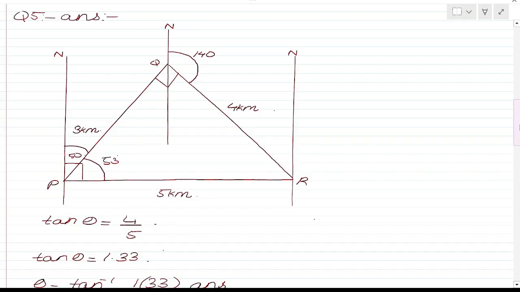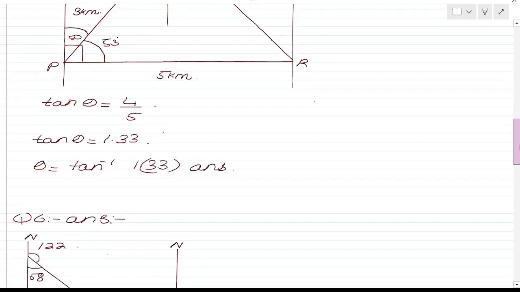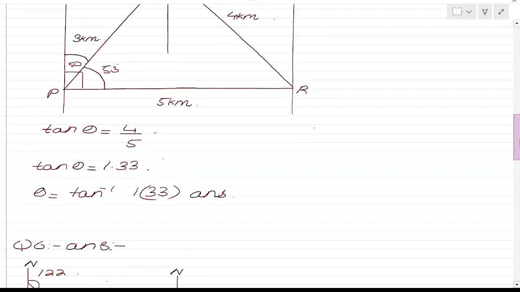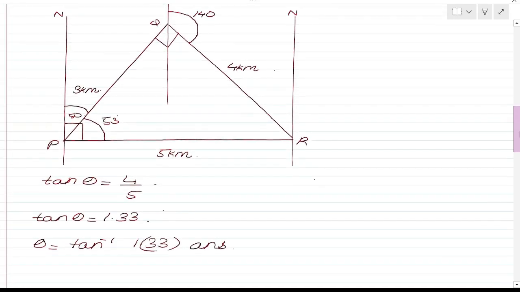Okay, now what do we need to do? We need to find the value of theta. So what will be the value of theta? We can use the formula of tangent theta. If you look closely, we are given the perpendicular, which is 4, and the base, which is 5. And let's assume that we need to find the value of P to Q. In order to do that, we can just say tangent theta is equal to 4 by 5. Now tangent theta will be 1.33, and in order to find the value of theta, we will just take the arctan or inverse of 1.33. So that gives us 33 degrees. So that will be our inclination.